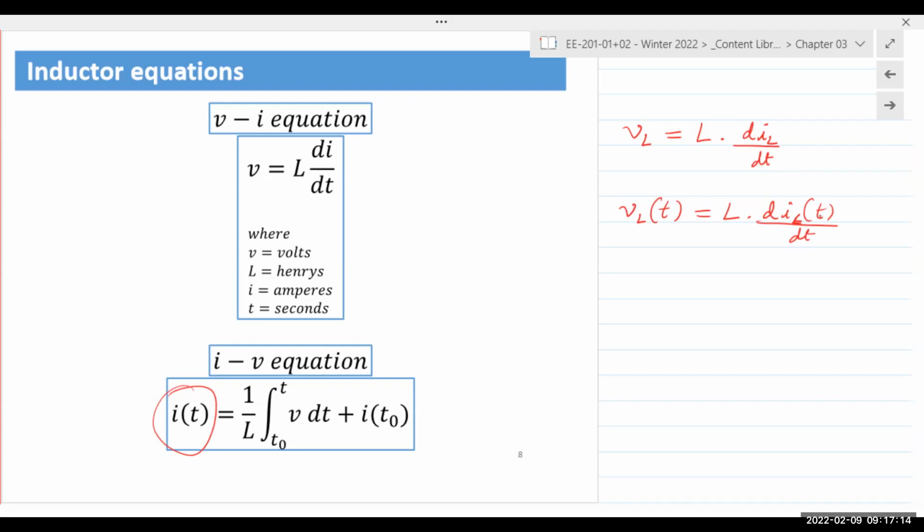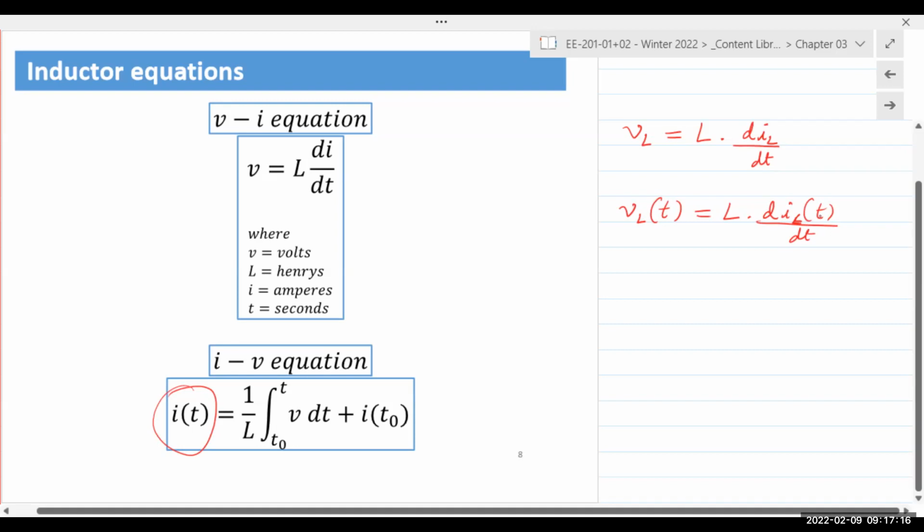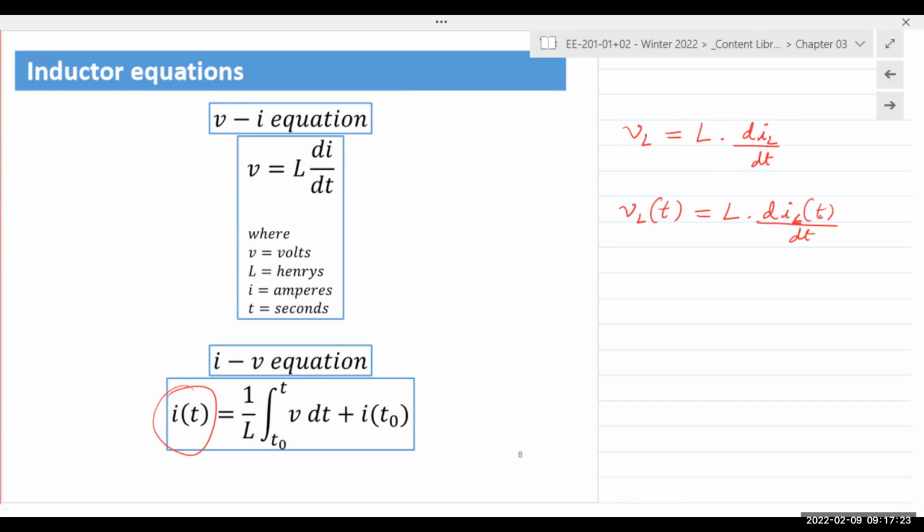So the subscript notation simply tells us it's identifying an inductor. Here it's simply telling you it's a function of time. With or without the function of time or the subscript, the equation is still the standard V equals L di over dt. The voltage across the inductor is the first derivative of the current with respect to time.